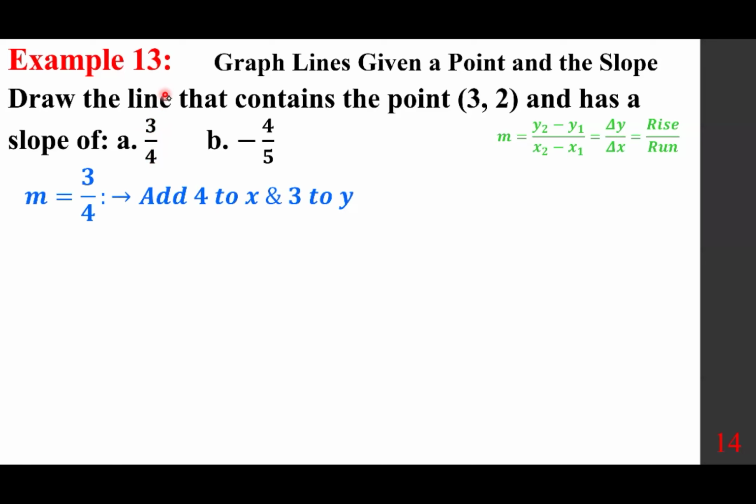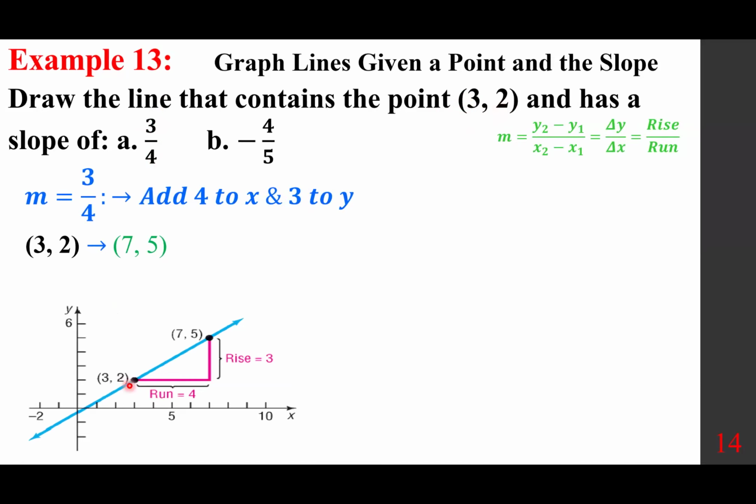In other words, if you have 3/4, add 4 to x, the bottom to x, and the top 3 to y. So if I want to add 4 to x, I'm going to add 4 to 3, and I get 7. If I want to add 3 to y, I get 5. So from (3, 2), I go 4 to the right, 3 up, which gives me the second point, and I graph it. That's the concept.